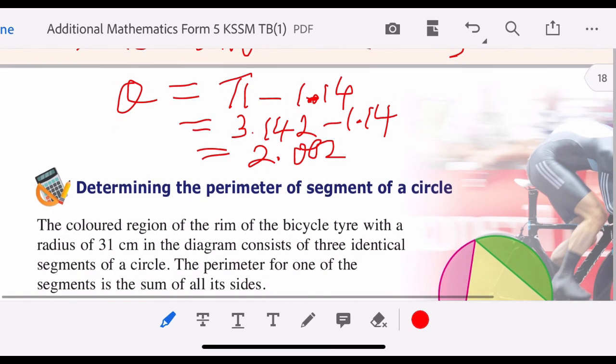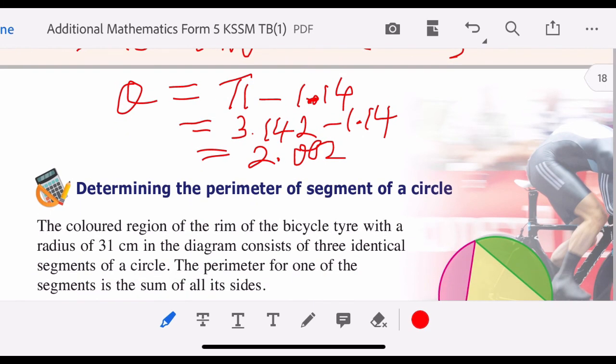So that's all for today's lesson on the arc length of the circle. I will continue with the next video lesson on determining the perimeter of the segment of a circle, which is a little bit challenging. So till then, bye bye and have a nice day.